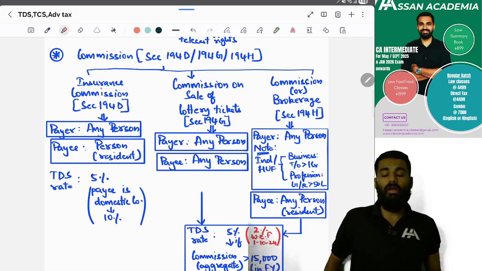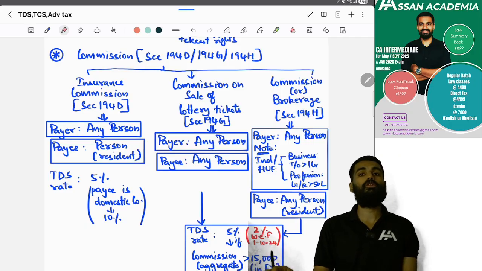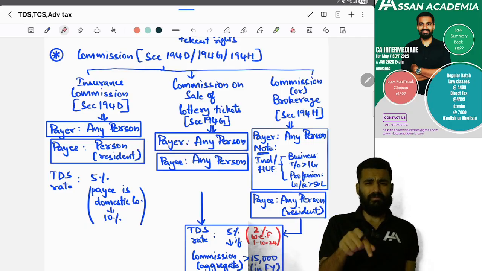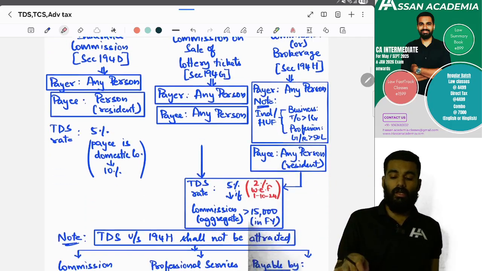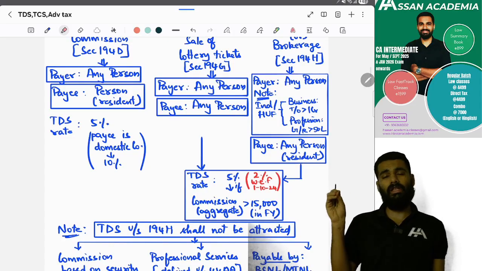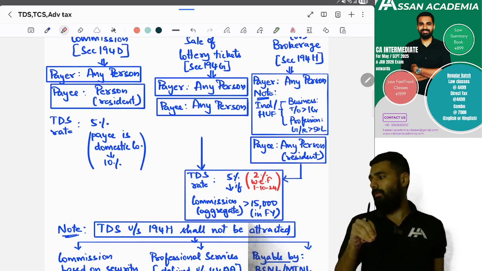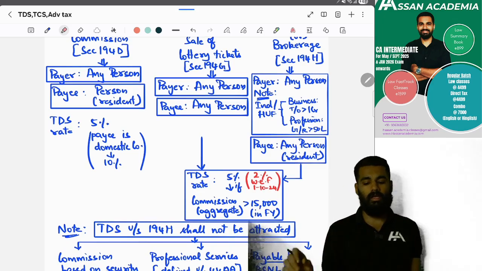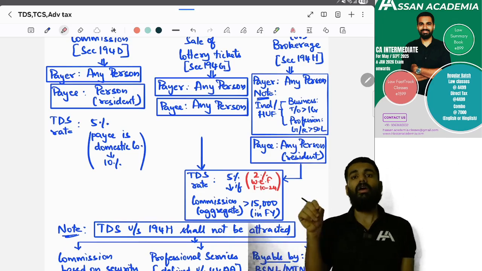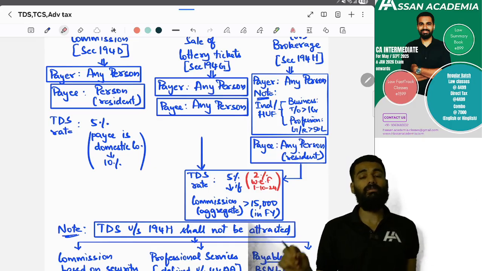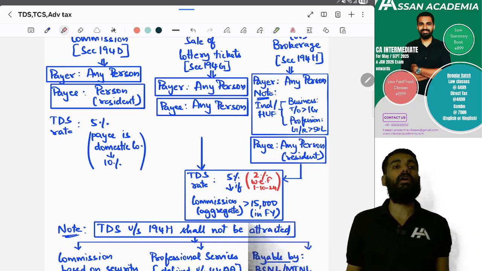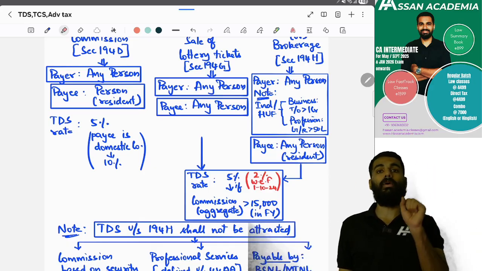Next, 194G. 194G is talking about lottery tickets. Who is selling this lottery ticket? They'll get commission. Yes. Now the payer can be any person. TDS will be 5% if the commission is more than 15,000 rupees. Yes, but with effect from 1st October 2024, it becomes 2%.